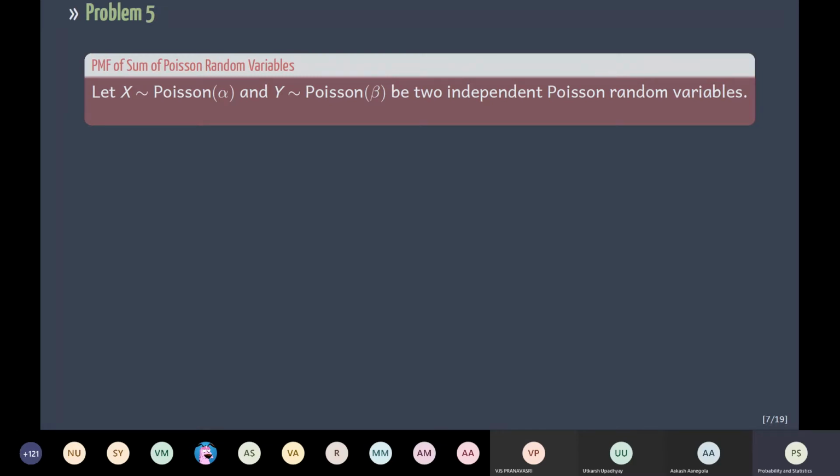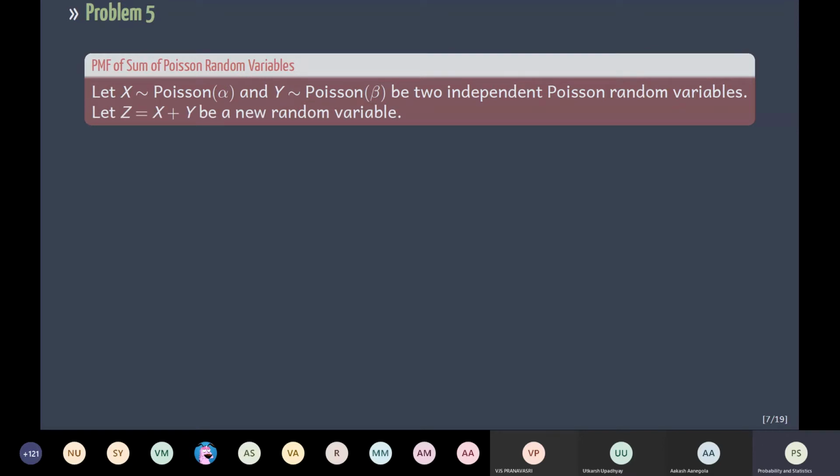Now I have another problem. I will do like three problems, 3 or 2. Okay, let's see. This is the problem where I am given 2 Poisson. X is Poisson, Y is Poisson with the parameters alpha and beta. Remember, alpha and beta are the averages given over a certain time, and they are given to be 2 independent Poisson variables. Now Z is equal to X plus Y.